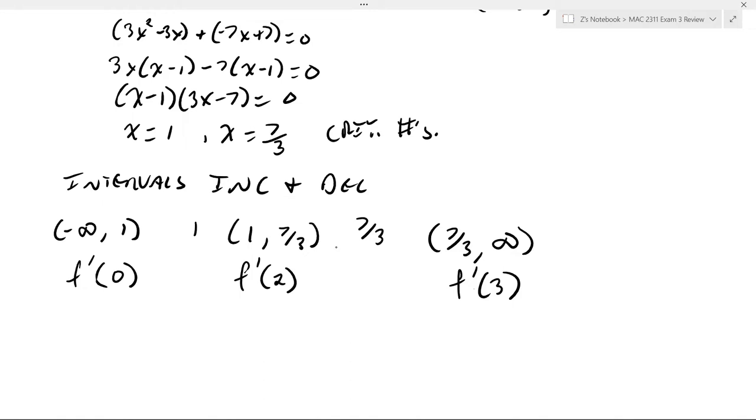Okay, so again, I want to know whether this is positive or negative. I don't care about the exact value. I just want to know whether it's positive or negative. One of the easiest ways to do this, with 0, it's very easy to plug in.